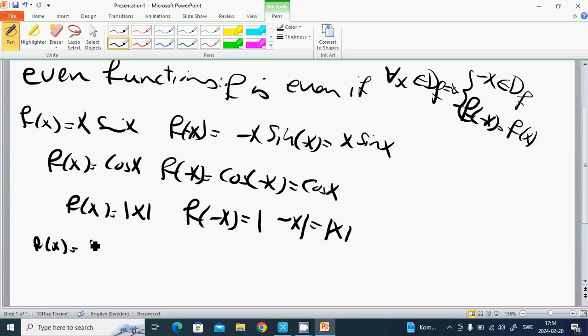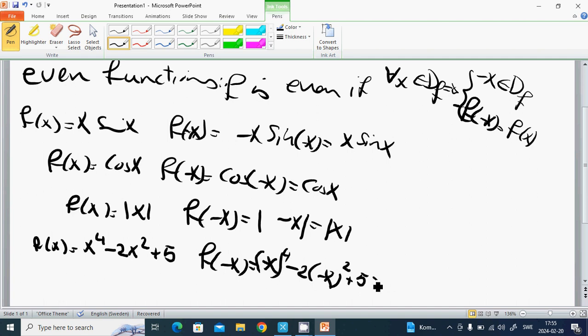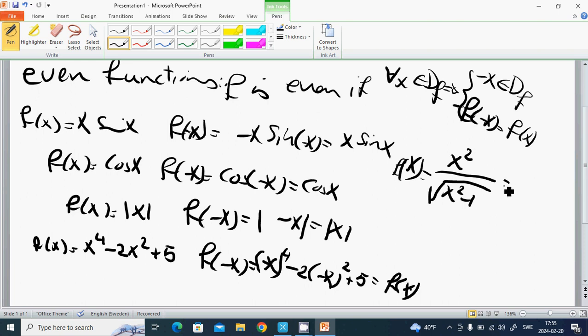f of x equals x to the 4 minus 2x squared plus 5. f of minus x equals (minus x) to the power of 4 minus 2 (minus x) to the power of 2 plus 5, which equals f of x. And f of x equals x squared divided by x squared minus 1 equals (minus x) to the power of 2 divided by (minus x) to the power of 2 minus 1, which is f of minus x.